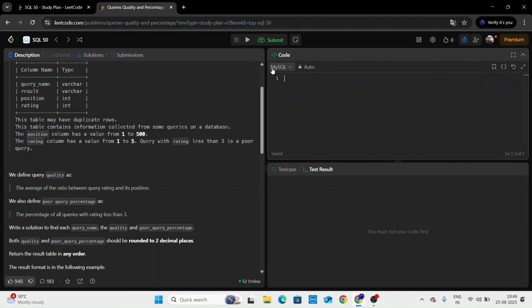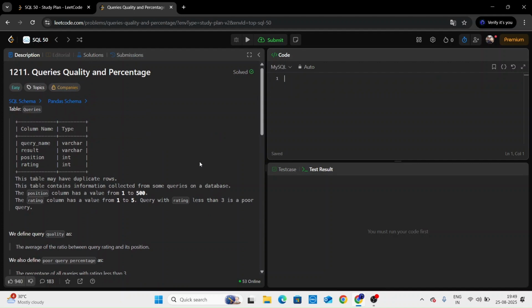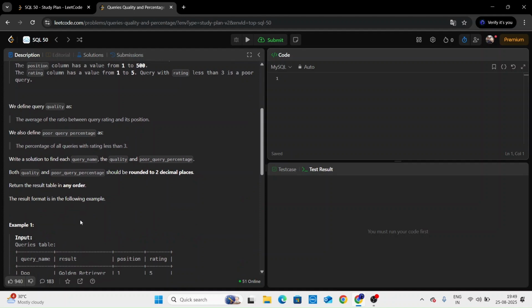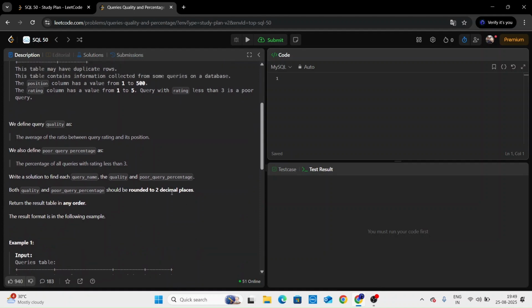Okay, we will try to solve it again. We will read the question again. The position column, yes, okay, we only need this. A query with rating less than 3 means that the query is poor. We define query quality as the average of the ratio between the query rating and its position. So we need to just take the average of the rating divided by its position, and we need to round it to 2 decimals.